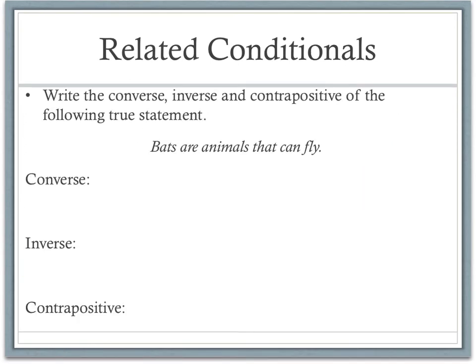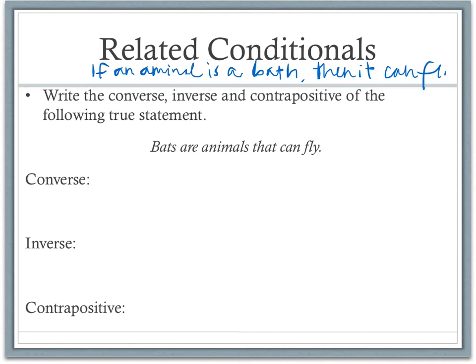All right, looking at related conditionals. We're going to start with the conditional statement that bats are animals that can fly. So when we're looking at our statement, if an animal is a bat, then it can fly. That will be our if-then statement. So our original conditional will be, if an animal is a bat, then it can fly. So I took a statement and I put it in as a conditional. If an animal is a bat, then it can fly.